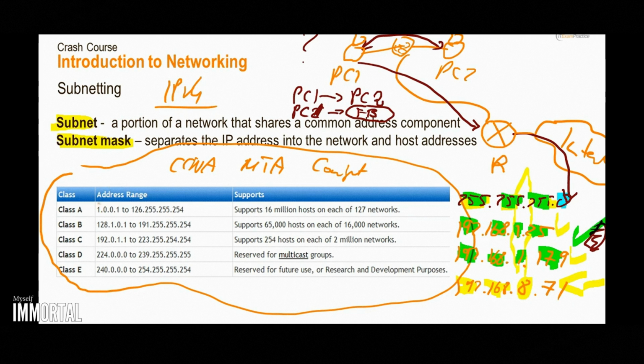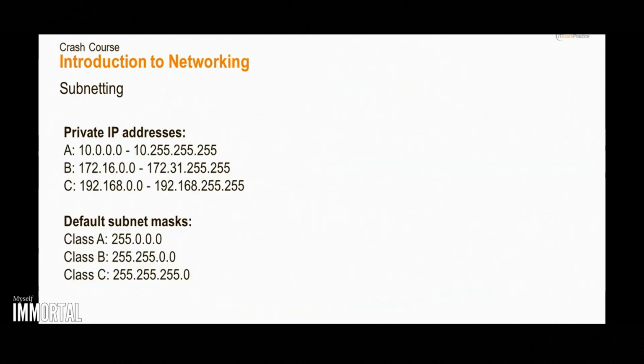Class A starts with 1 and the last IP address is 126. That's it. There is nothing to understand. You just have to memorize these 5 rows. That's it. One thing I want to mention is that every single group has a default subnet mask, and this is something you have to memorize as well. Class A, B, and C over here.